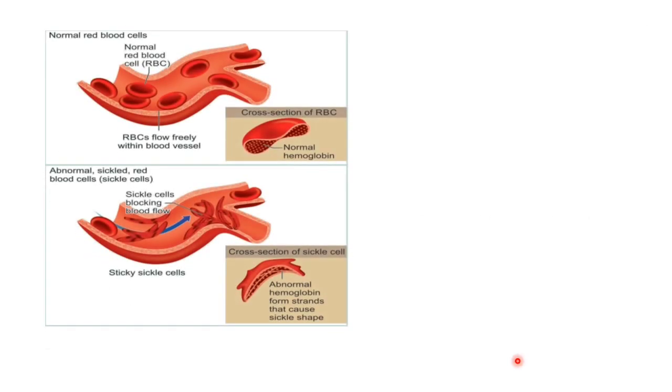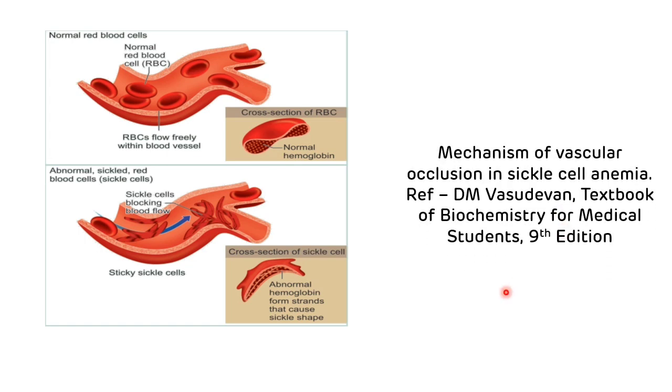This is the picture of the mechanism of vascular occlusion seen in sickle cell anemia. This is the picture of normal red blood cells, and these RBCs flow freely within the blood vessel, and this is the picture of sickle red blood cells blocking the blood flow, which results in vascular occlusion in sickle cell anemia.